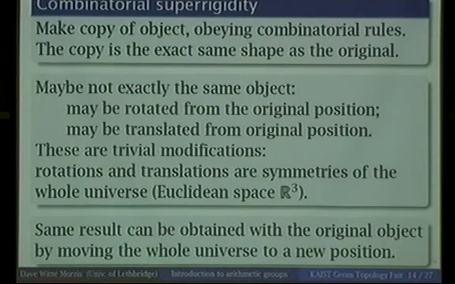That's what superrigidity is. Anything you do to the object, that object is glued so strongly into space that the whole universe comes with it whenever you try to move it. It's actually embedded just implicitly in space. All right? So that's what combinatorial superrigidity means.